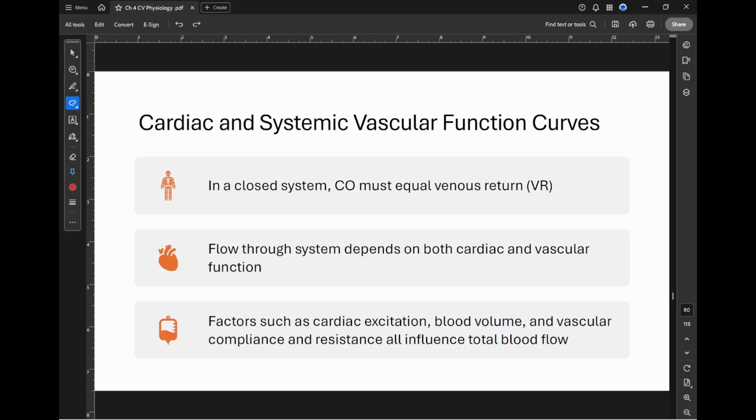So the flow through the system depends on our cardiac function, what the heart is doing, and our vascular function, what the vessels are doing. So factors such as cardiac excitation, what's the vigor of the heart, how hard is it going to squeeze? Blood volume, how much blood's in the area, how much blood are we moving? Vascular compliance, resistance, all those things are going to influence our blood flow.